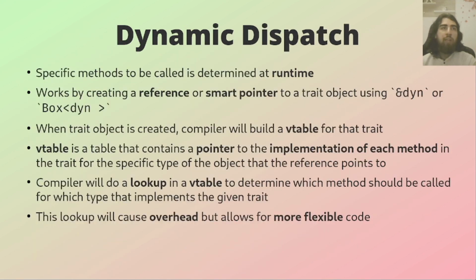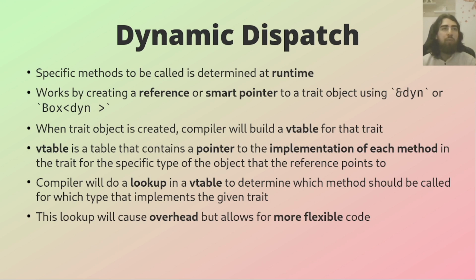So let's see dynamic dispatch. In dynamic dispatch, the specific method to be called is determined at runtime and not at compile time like static dispatch. It works by creating a reference or smart pointer to a trait object using &dyn or Box<dyn>.